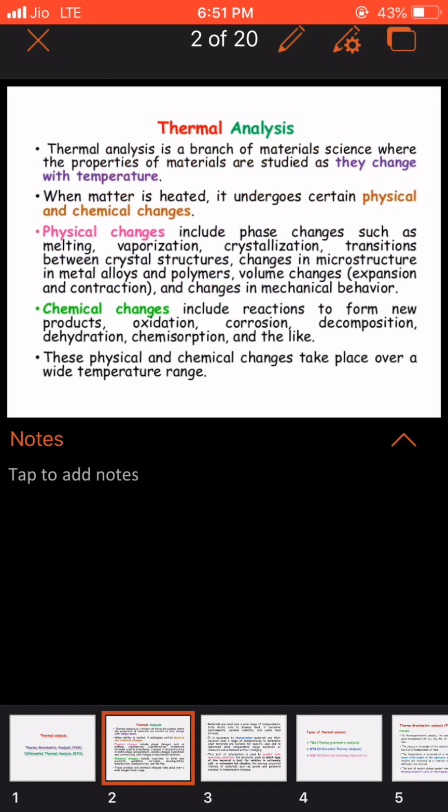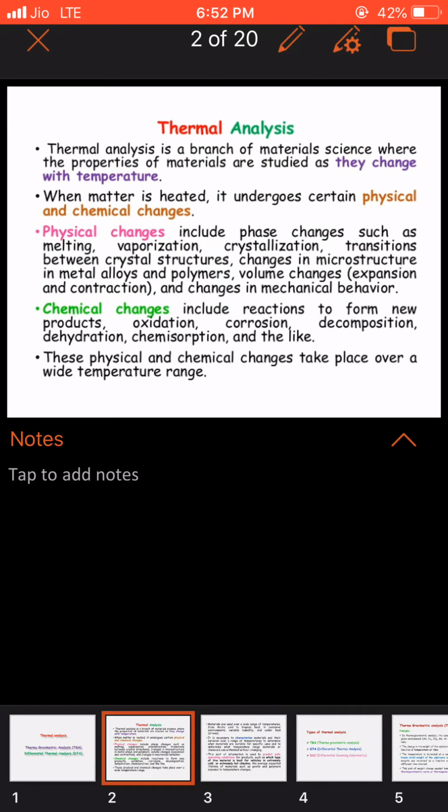So, thermal analysis, as it is written here, is a branch of material science where properties of materials are studied as they change with temperature. As I have previously told, we will do thermal analysis on materials or chemicals to understand their properties and to understand the properties when temperature changes. Obviously, when you change temperature, there will be a change in the structure, morphology, or other properties of materials.